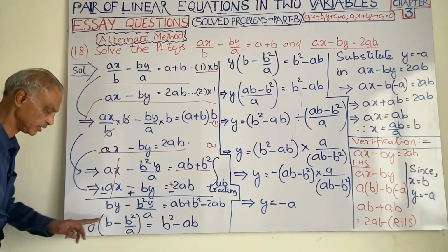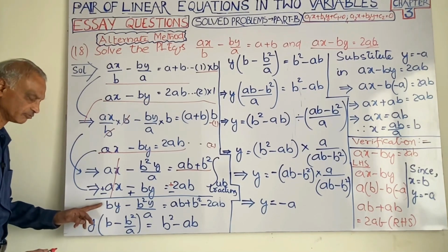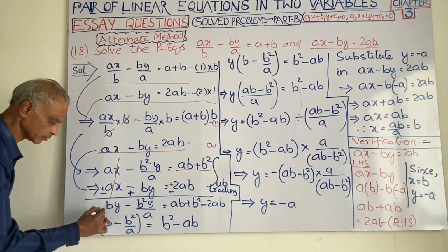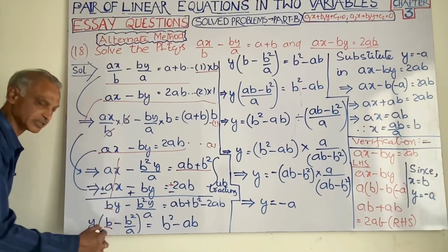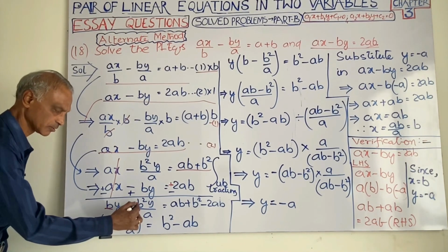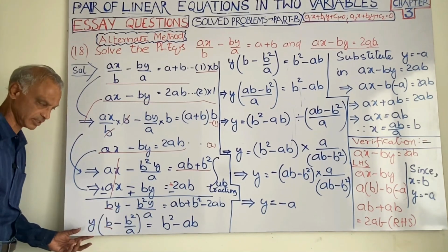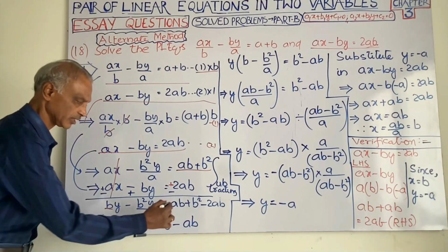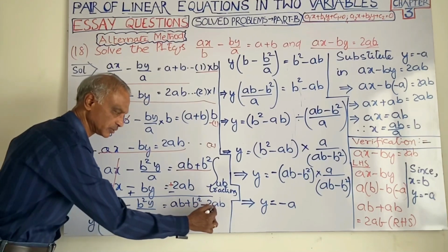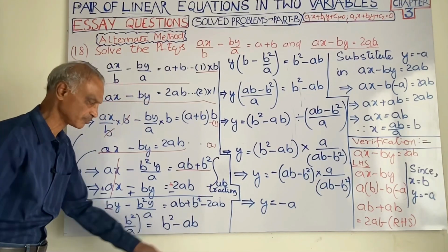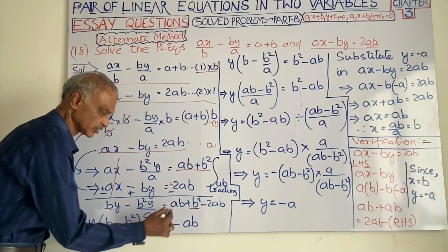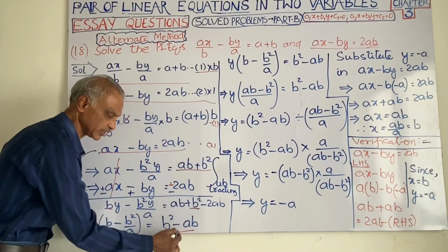Now you take y common. You will get y into b plus b square by a is equal to ab plus b square minus 2ab, which gives b square minus ab.